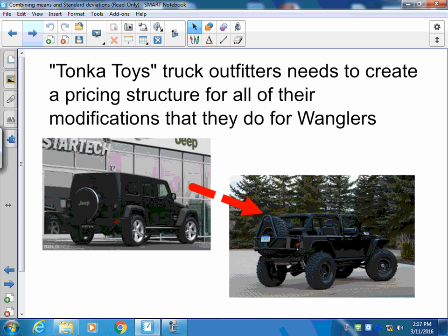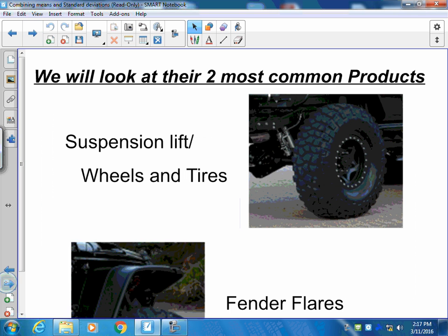Okay, we're going to try to have a little fun with this lesson, make stats a little more meaningful than some of our other videos. So we've got a company, Tonka Toys. They're going to be a truck outfitter. They need to create a pricing structure for all of the modifications they do for Jeep Wranglers. So we're trying to change this basic boxy Wrangler into the monster that we see on the right.